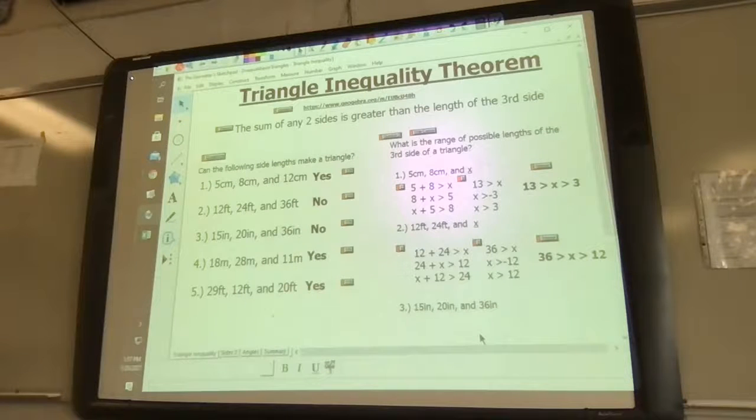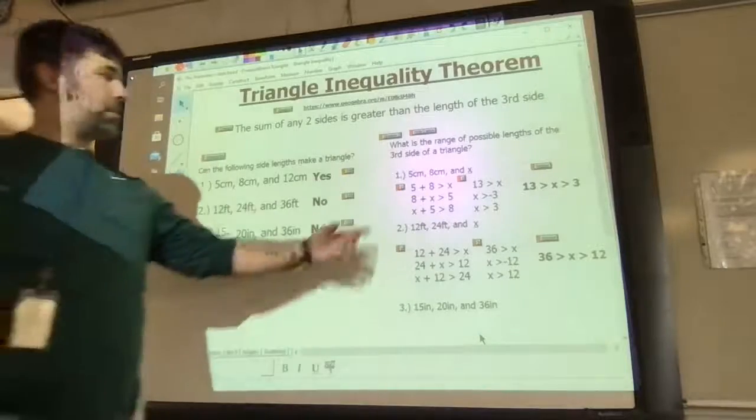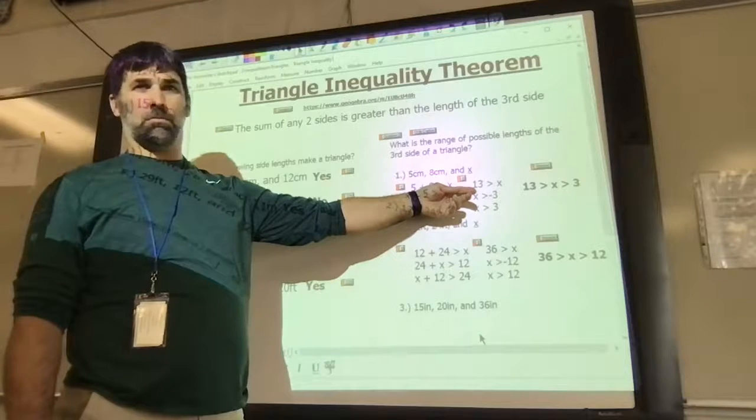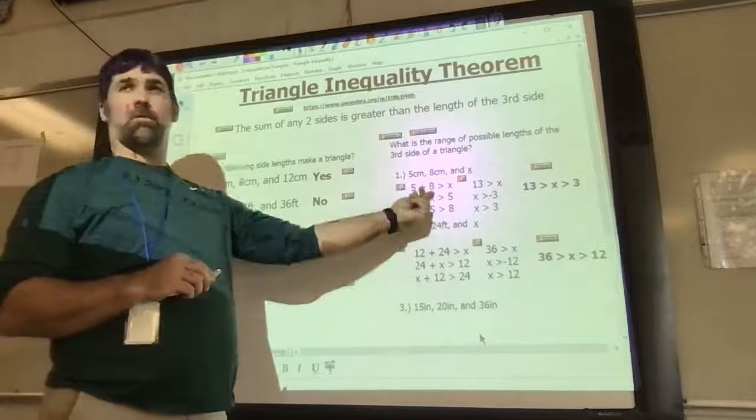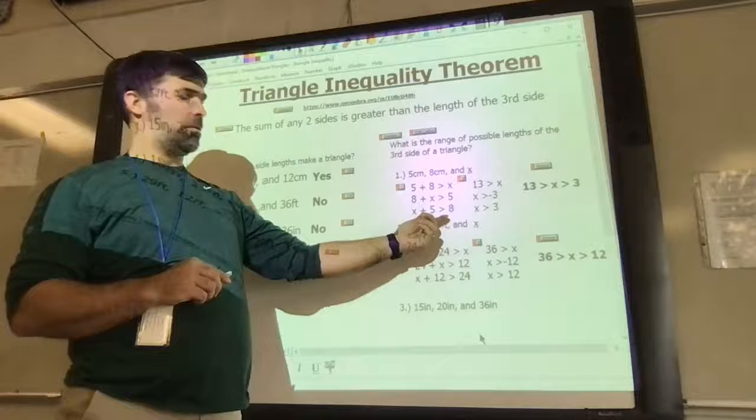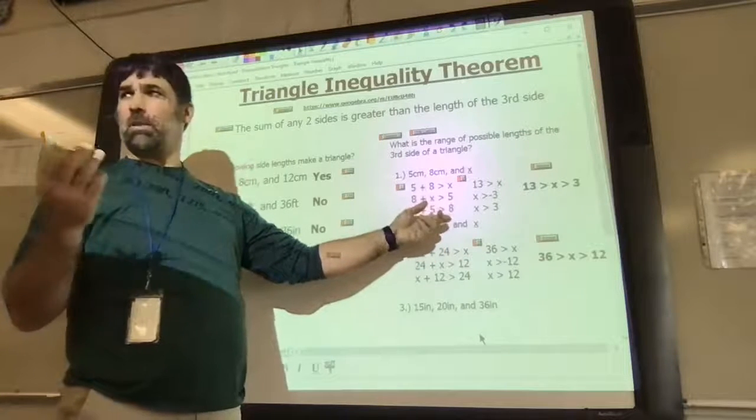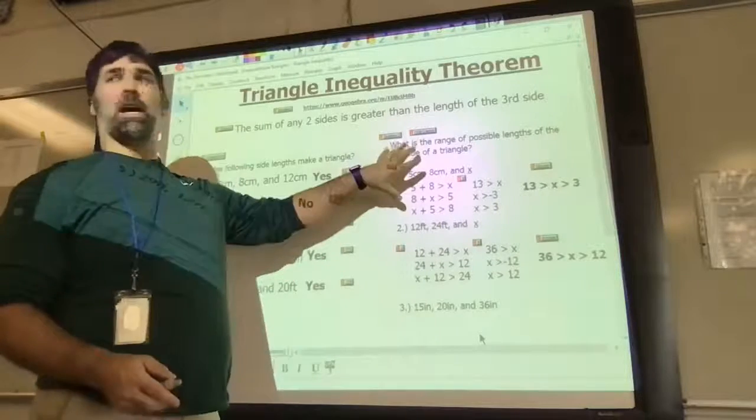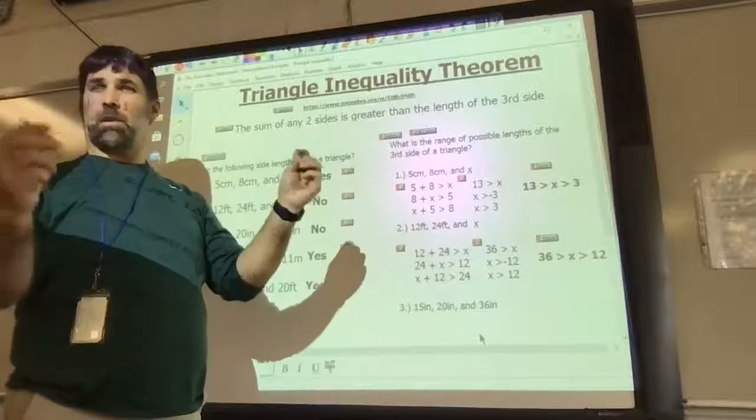Okay, now there's a shortcut. Instead of doing all this mess for every problem, how did you get the 13? How did we get 13? Add the two sides that are given, right? How did we get the 3? Subtracted the two sides, right? Just make sure it's not negative, because 5 minus 8 is going to get me a negative. So shortcut, if you want to get this range, add the two sides that are given. Subtract the two sides that are given. It's got to be between those two.